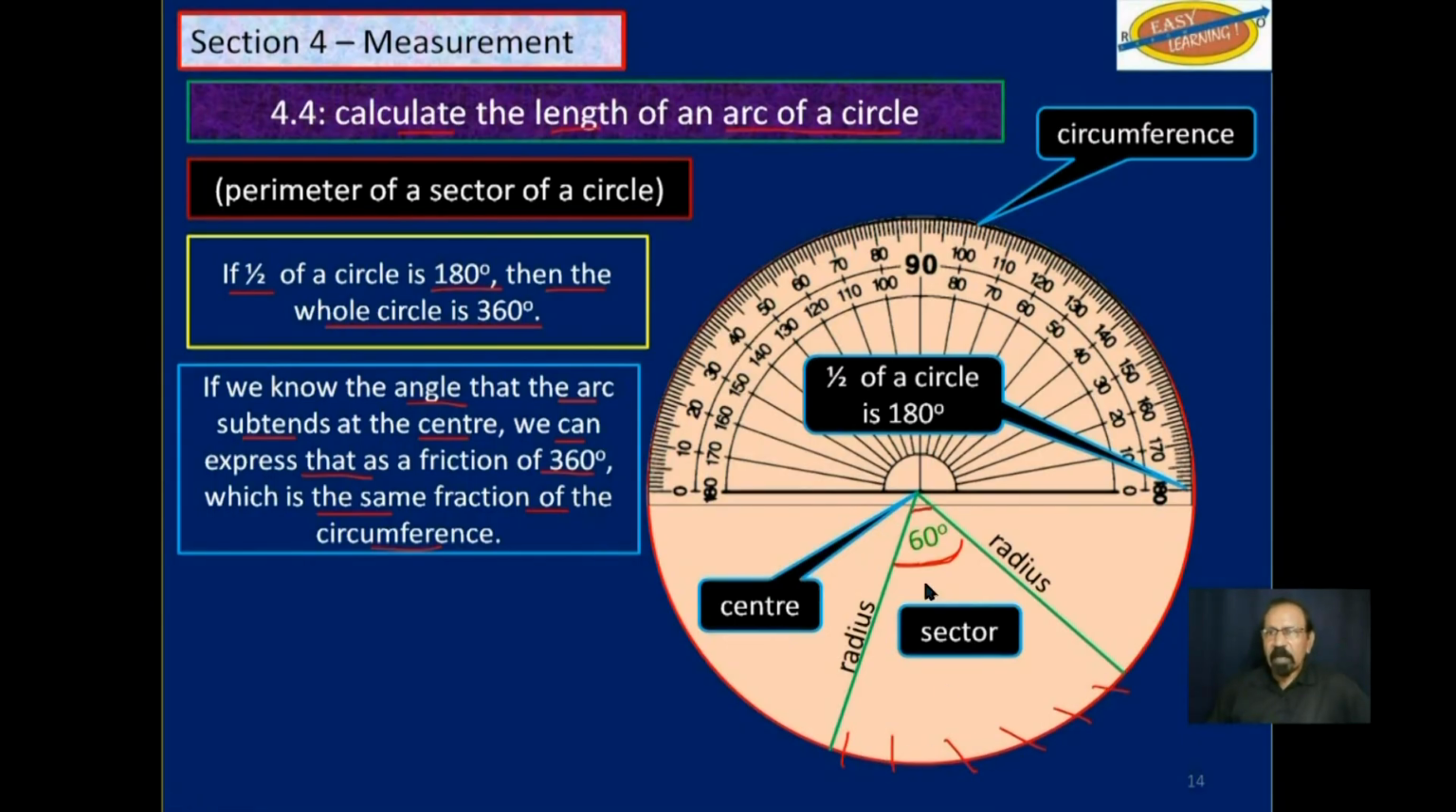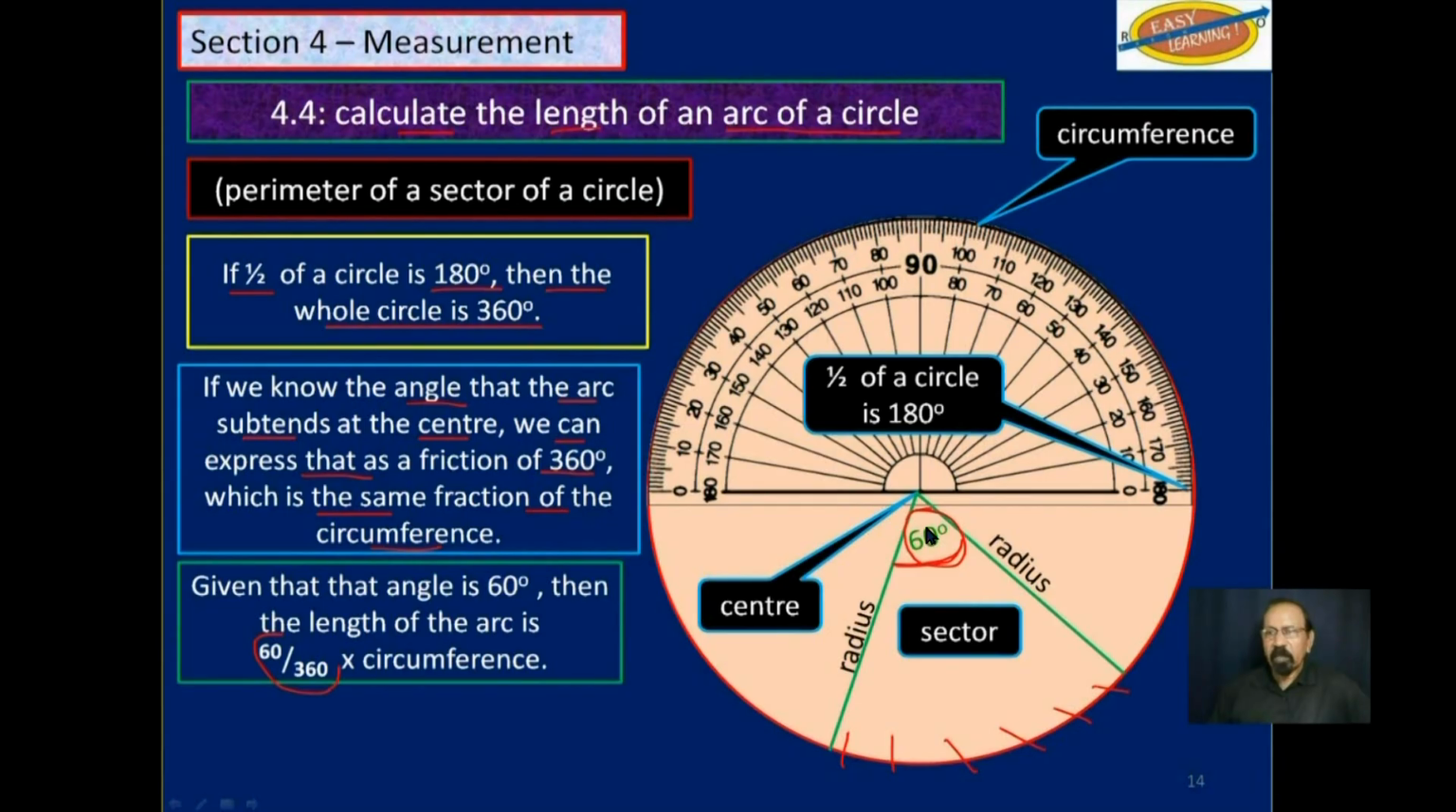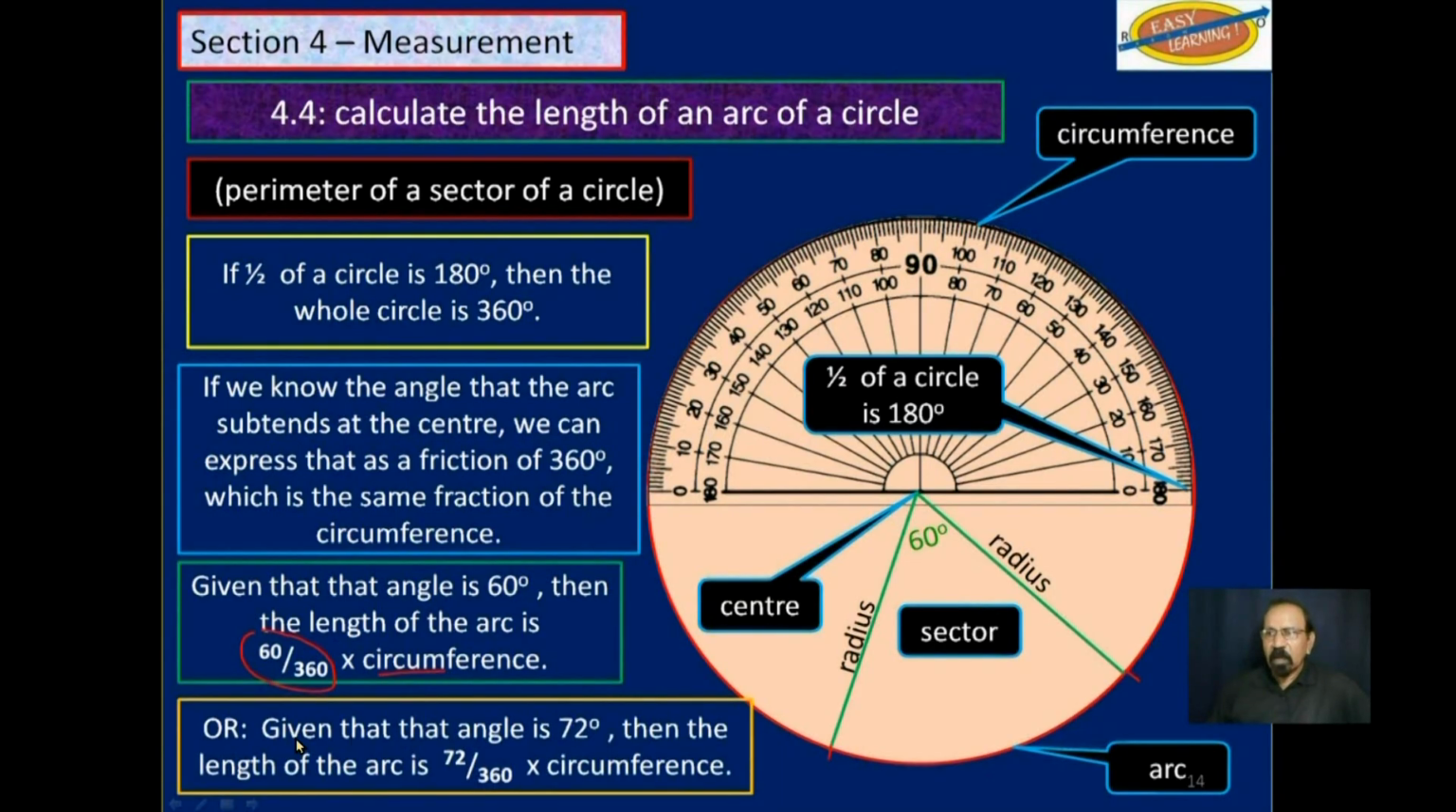So let us say this angle here is 60 degrees. Then this arc here is 60 over 360 of the circumference. Remember, 360 is the whole circle all the way around, of whatever the circumference is. So this arc here, from here to there, is 60 over 360 of the circumference. If the angle there were 72 degrees, then it would be 72 over 360 of the circumference.